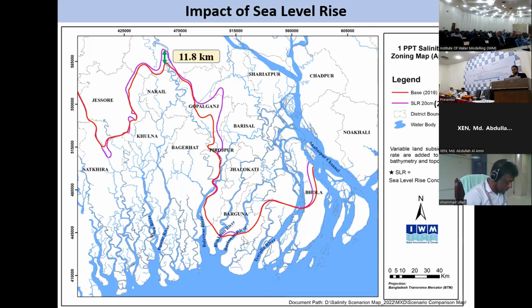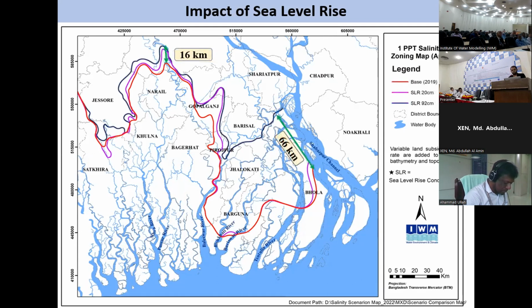Now it is the 1 ppt salinity line for 20 centimeter sea level rise at projected period year 2050. So the 1 ppt salinity line actually moves upward by 12 kilometers along the Gorai River.